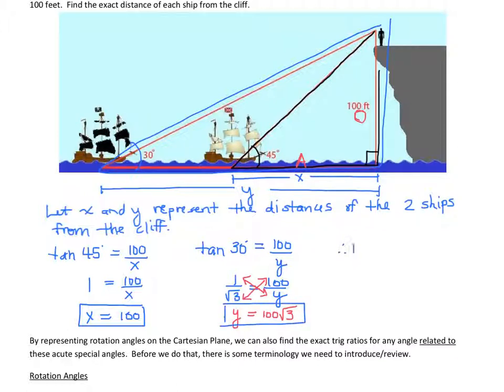So therefore, the ships are 100 feet and 100 root 3 feet from the cliff.